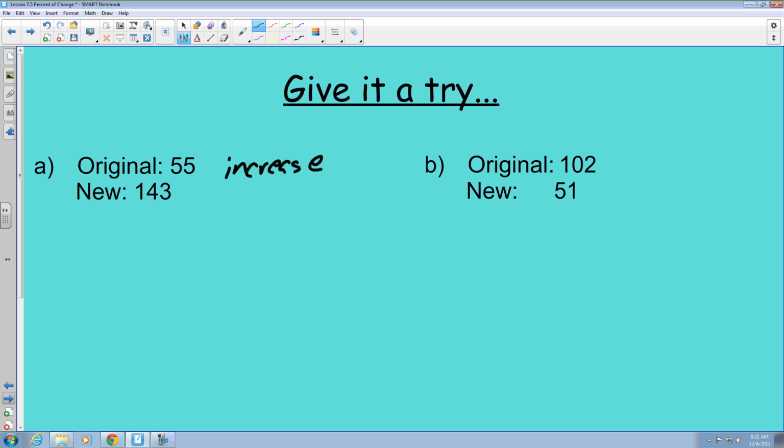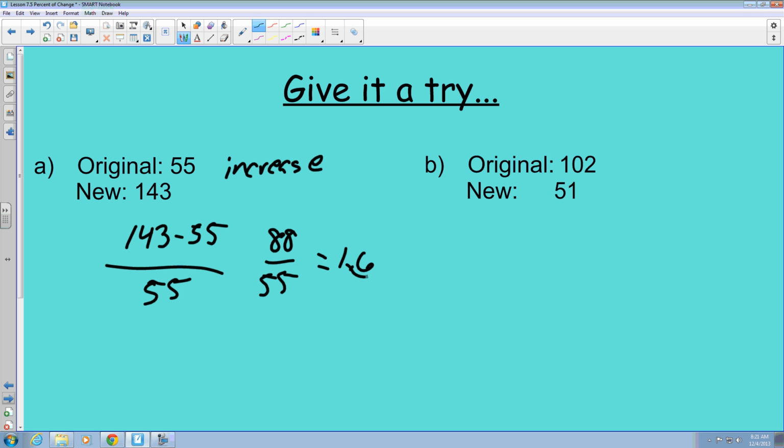And the percent of change is going to be 143 minus 55 divided by the original, which is 55. 143 minus 55 on the top is going to give me 88 over 55. Divide that by 55, I get 1.6. So if I move this 2 units to the right, this is going to be 160%. Yes, percents can be over 100%.